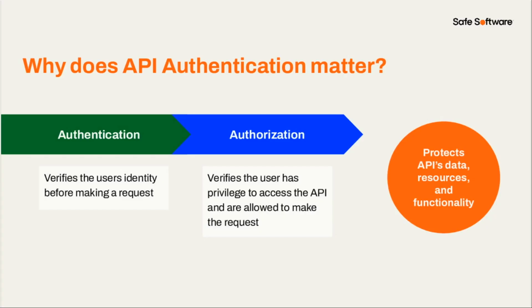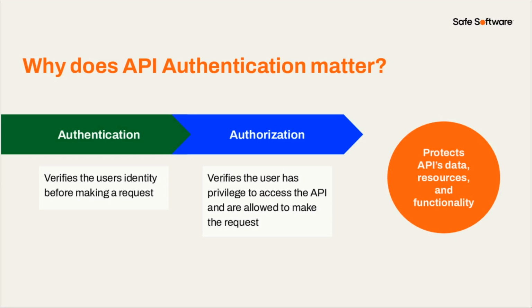So why does API authentication matter? Well, the API security controls who and what are accessing the API's resources, data, and functionality. Authentication verifies your identity before you can make the API request, and authorization verifies that you have access or are allowed to make that request.